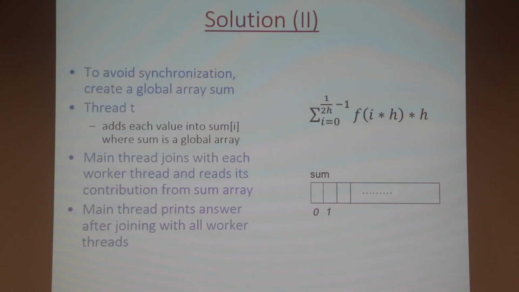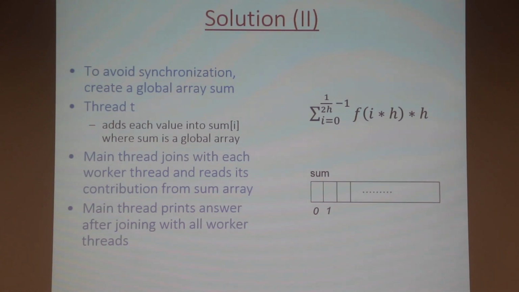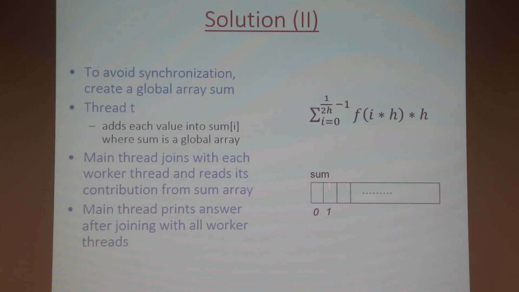So here's version 2. In version 2, here's what I'm going to do. The problem in the previous version was that I had all of this true sharing. There was one variable, and everybody was constantly updating that variable. What I'm going to do instead is create a global array, which I'm going to call sum. Sum 0 is the location that's going to be used by thread 0 to do all of its summations. Thread 1 will do the summations here, thread 2 over here, and so on.